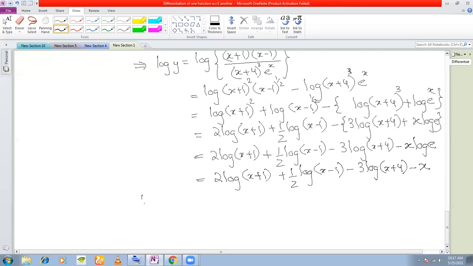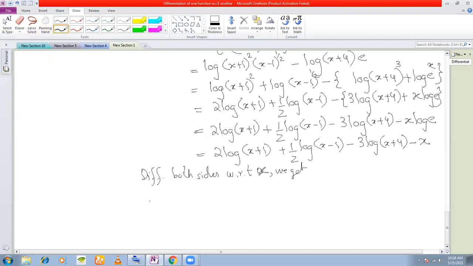Okay, now differentiate both sides. Differentiating both sides with respect to x. We get, first, how do you differentiate log y? First differentiate it with respect to y and then dy dx is equal to, now you have to differentiate log x plus 1. So you have twice ddx log x plus 1 means first we differentiate log and then into ddx of x plus 1, which is 1, plus half.